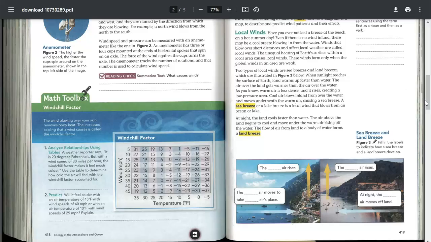At night, the land cools faster than water. The air above the land begins to cool and move under the warm air rising off of the water. The flow of air from land to a body of water forms a land breeze.